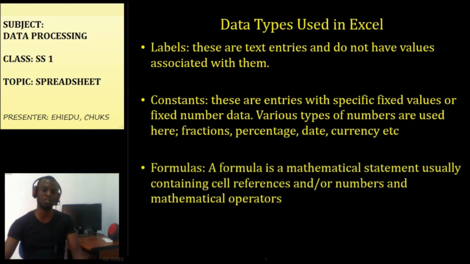And now you have the formulas as the last one. A formula is a mathematical statement that usually contains cell references and/or numbers and mathematical operators. Like you can have a cell reference like B3. You can use just numbers like 6 plus 6. The plus there is your mathematical operator. So you can have your divide, your minus, your times, and the rest of them. They all fall under formulas.